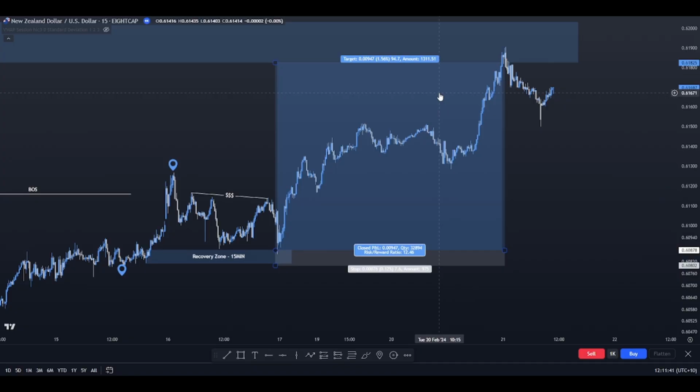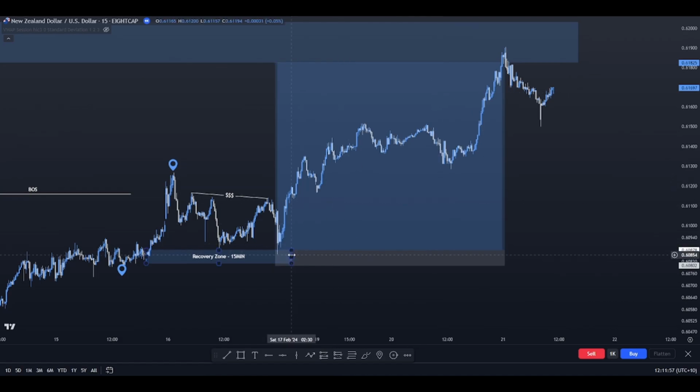That's how you start. Obviously, we'll be talking about lot sizing and calculating your trading positions and your risk reward ratios later in the trade management module, but that's just to start to get your head around trading positions.